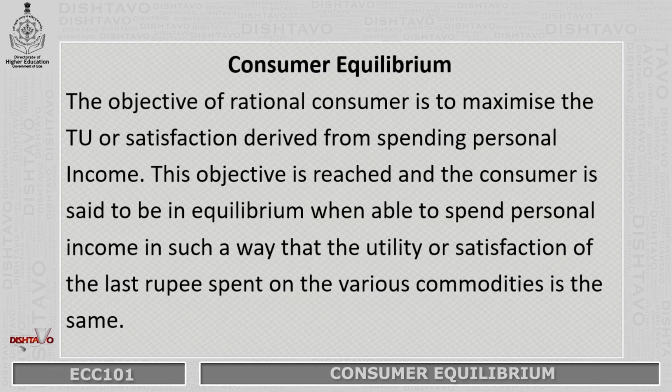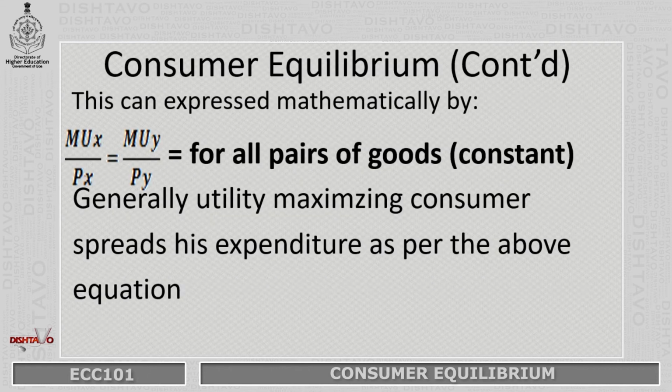Now, what is consumer's equilibrium? It is the maximum satisfaction a consumer can derive from the options he has chosen with his given income. The objective is to reach the maximum. The consumer is said to be in equilibrium when able to spend personal income in such a way that the utility or satisfaction of the last rupee spent on various commodities is the same. That is called consumer's equilibrium. Look at that.